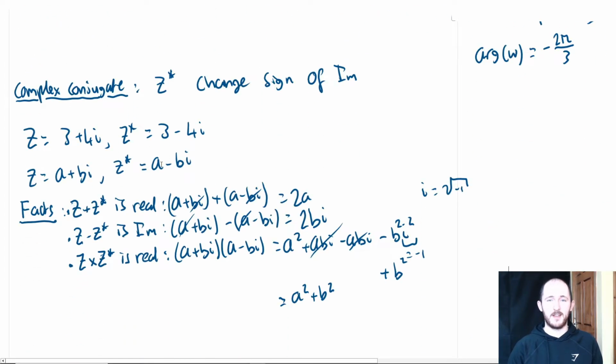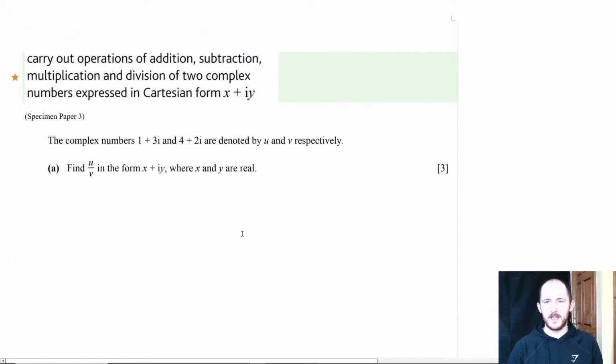Complex conjugate, let's be real, not difficult. Change the sign of the imaginary part. That is literally it. So let's go on to some questions and see what happens. So we need to be able to add, subtract, multiply, and divide complex numbers. So this is actually really easy.